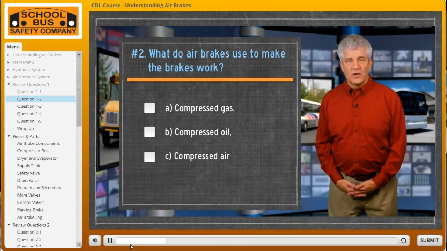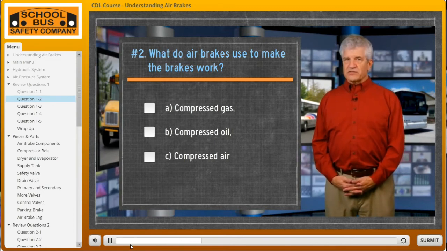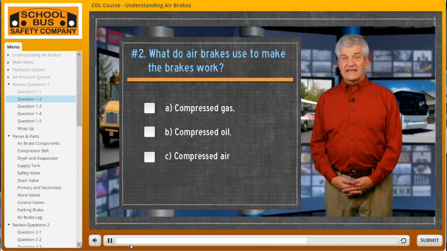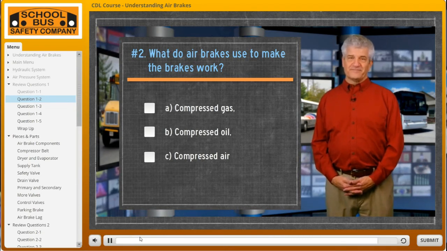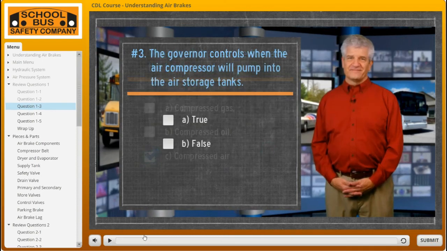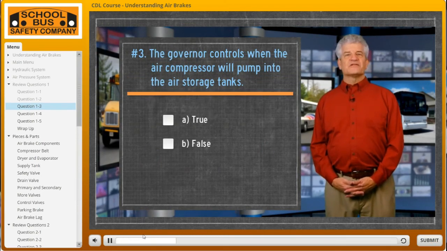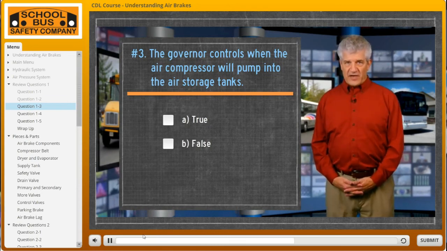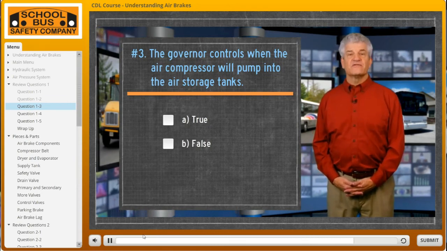Question number 2. What do air brakes use to make the brakes work? This is not a trick question. It really is that obvious. Gas, oil, or air? I'll let you figure this one out. Now a true or false question. The governor controls when the air compressor will pump into the air storage tanks. True or false?